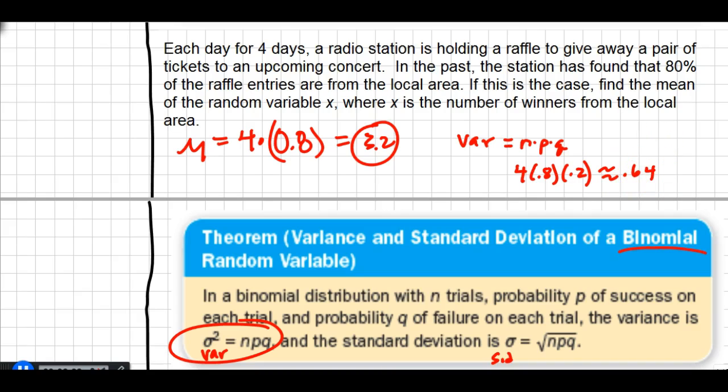So it would have been much faster to know that these formulas existed before, but now that we know that they do exist, anytime you know that the variable is binomial, you can just use n times p for mu and n times p times q for the variance and the square root of that for the standard deviation.